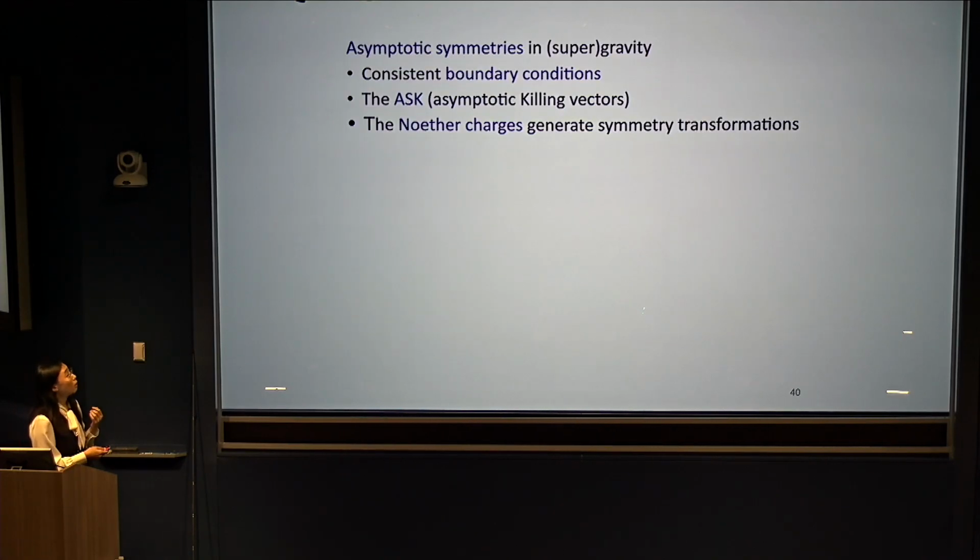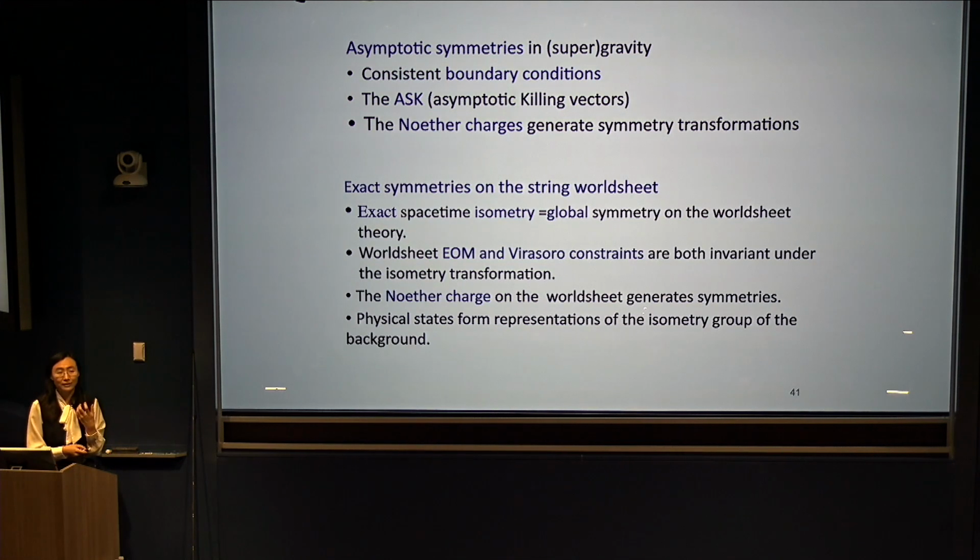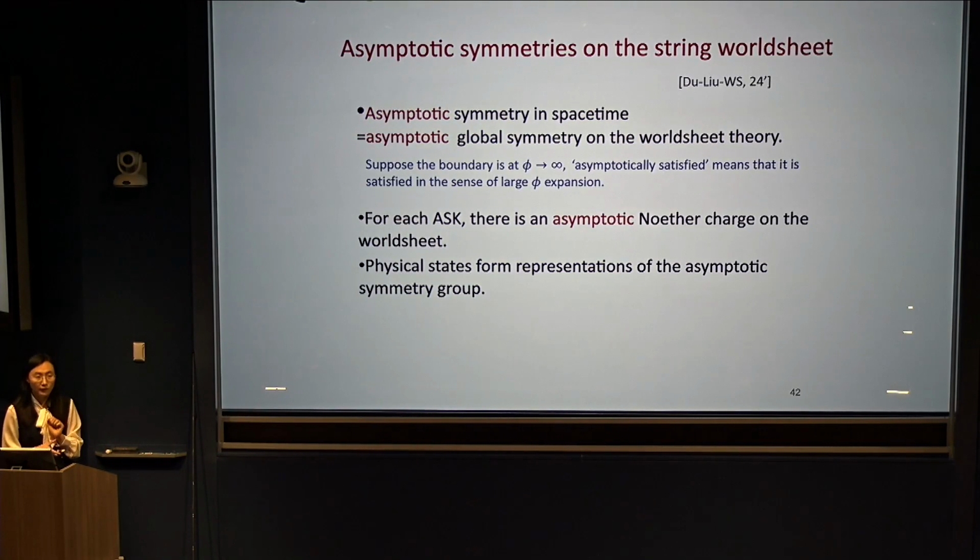And in order to do so, we need to understand how, in general, we characterize asymptotic symmetry on the string worksheet. And our proposal is very simple. So recall what exact symmetries are. Exact symmetries in spacetime are global symmetries on the worksheet, and the generators are Noether currents. And for asymptotic symmetries, it's similar. You just consider these asymptotic symmetries. But what do we mean?